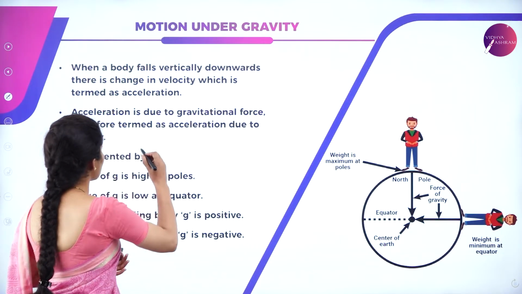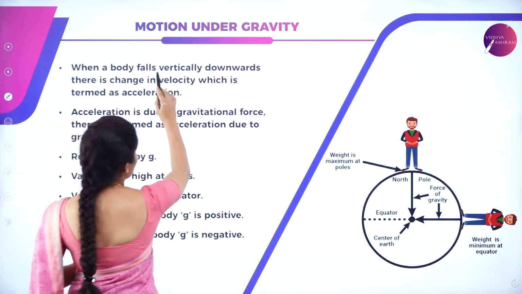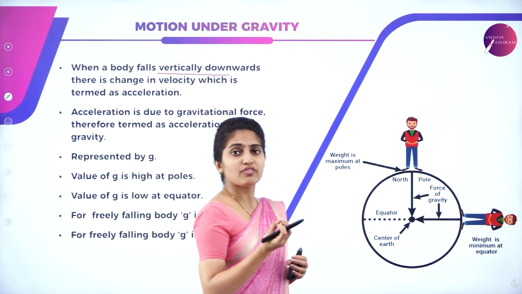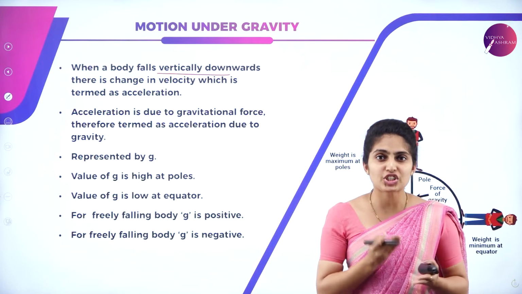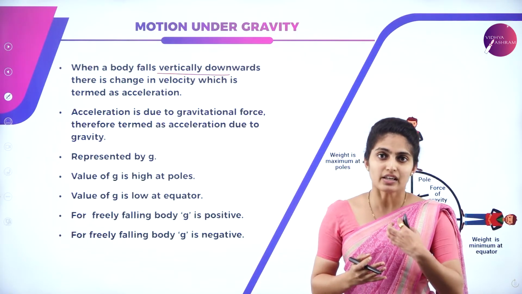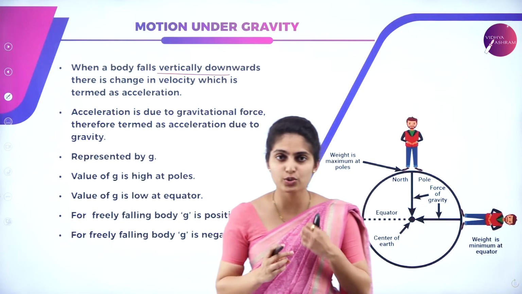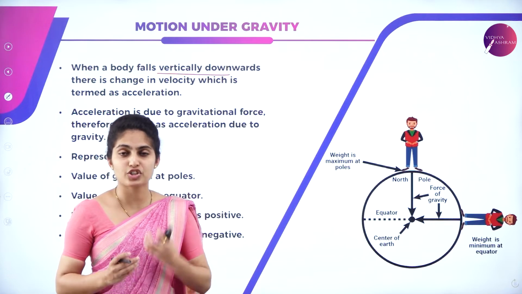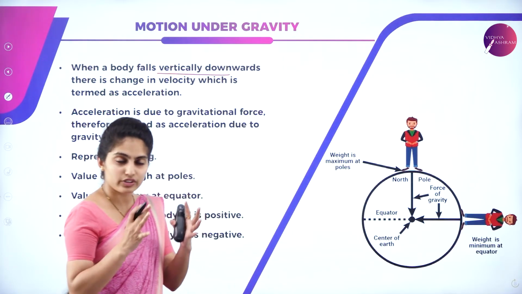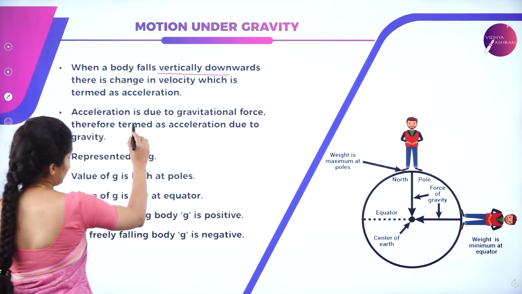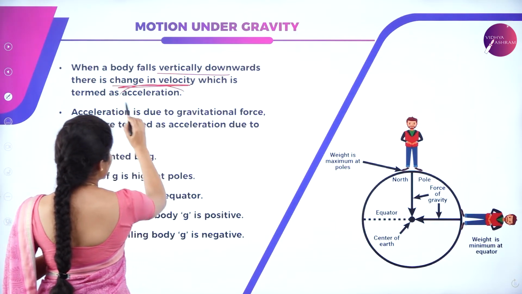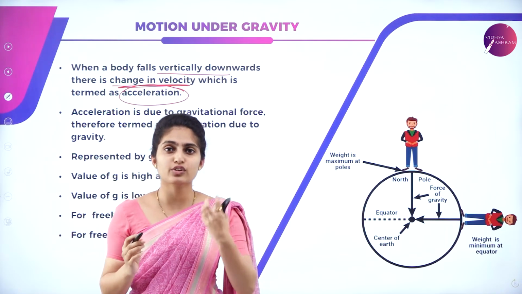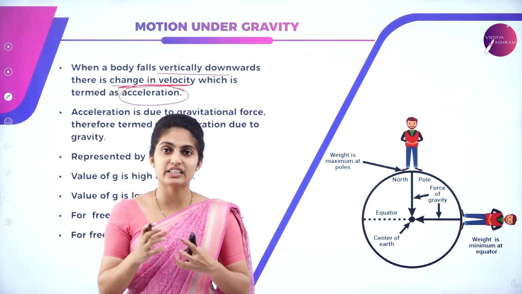So here you have motion under gravity, that is, when a body falls vertically downwards, there is a change in its velocity. Again, the change in velocity is due to the pressure of the air which is present over there, which acts on the falling body. Okay, due to the atmospheric layers and the pressure which is present in the air, because of that we have a change in velocity and we experience a certain type of acceleration, because of which the objects don't fall at a particular instant or particular interval of time.